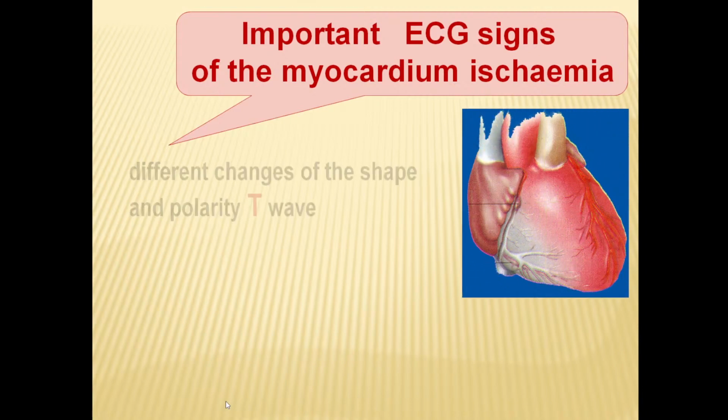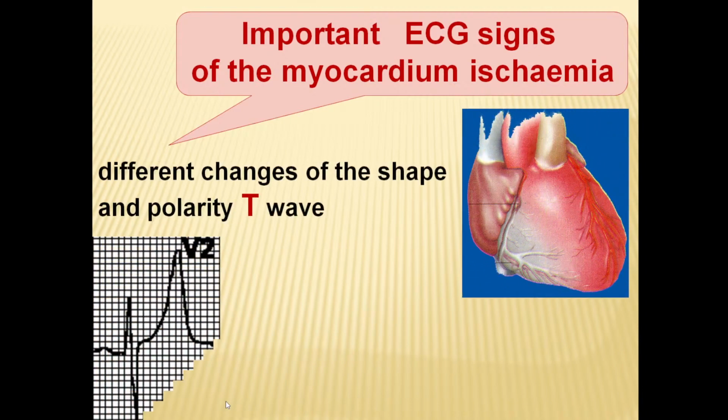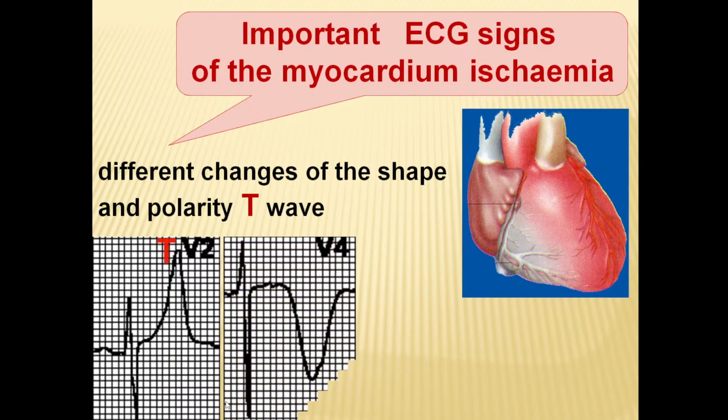How can we know about the stage or period of myocardial infarction? Depending on specific indices, and if you remember the first classes of ECG interpretation, we spoke about three main indices which are markers of myocardial infarction. They are the T wave, the Q wave, and the position of the ST segment.